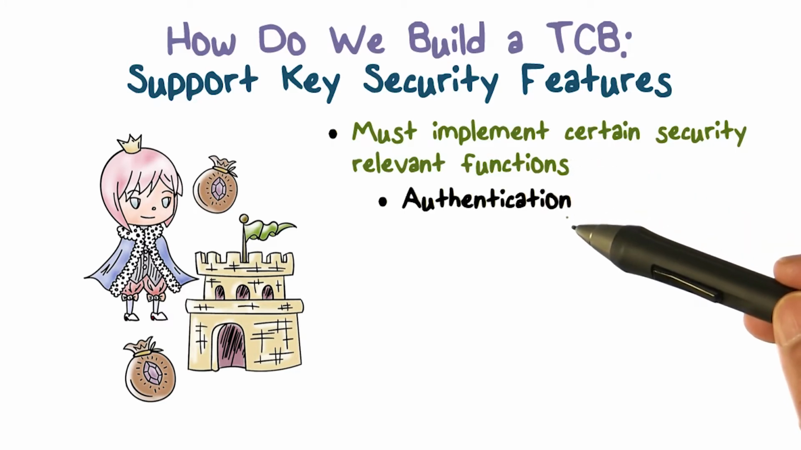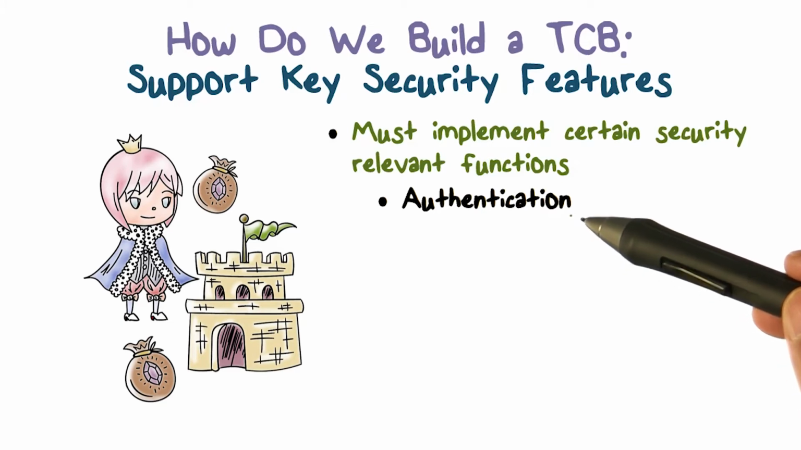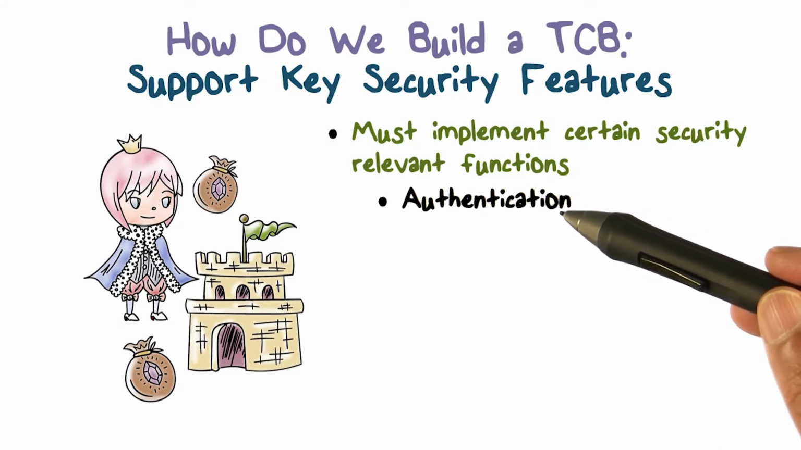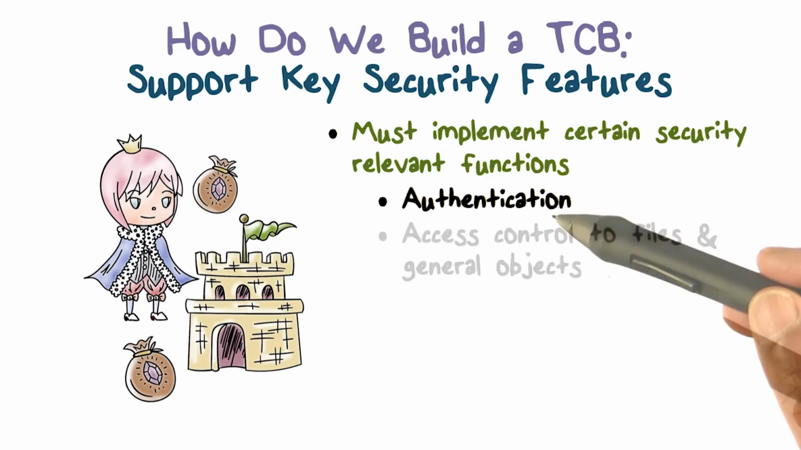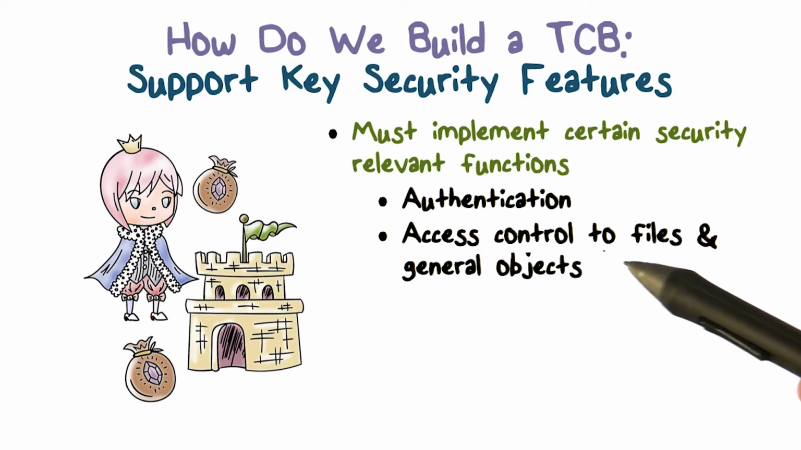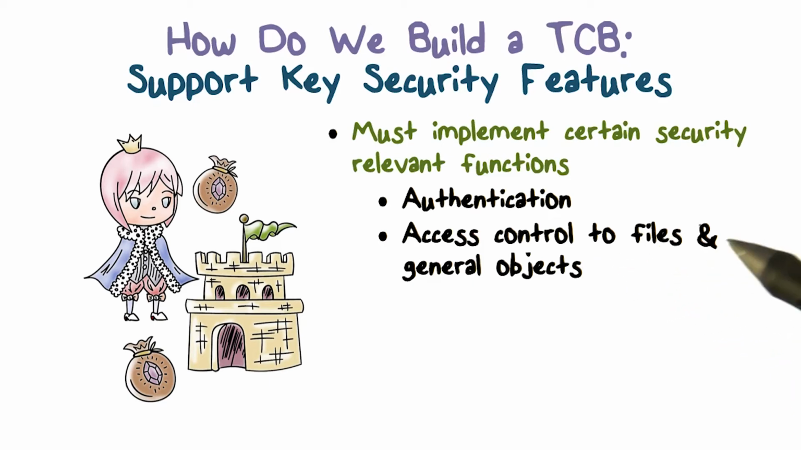So for example, it has to address authentication. If it doesn't address authentication, we wouldn't know who's making a request for a resource that is protected in the system. It has to do access control. Access control for whatever resources that we have, could be files, could be other kind of objects that we have.